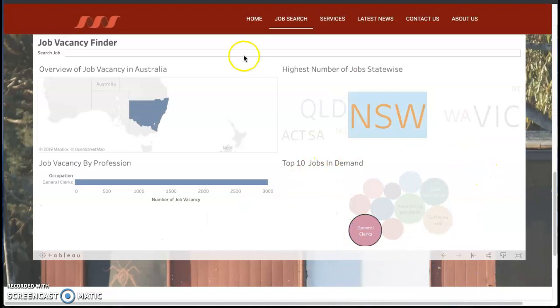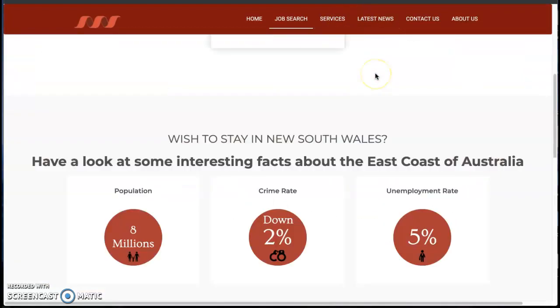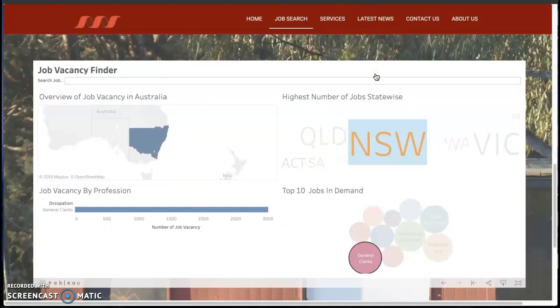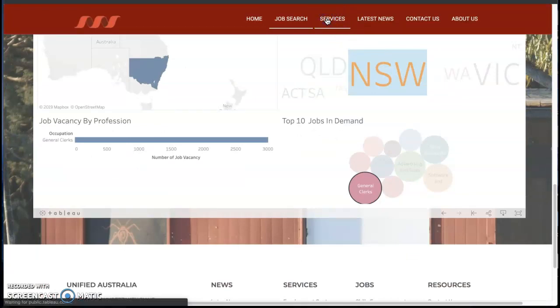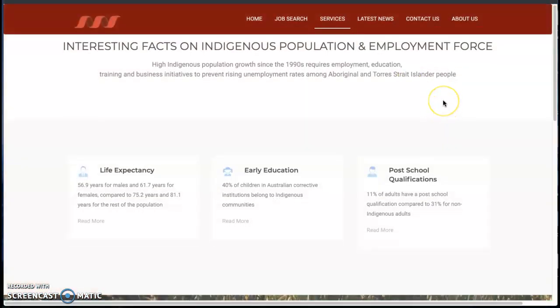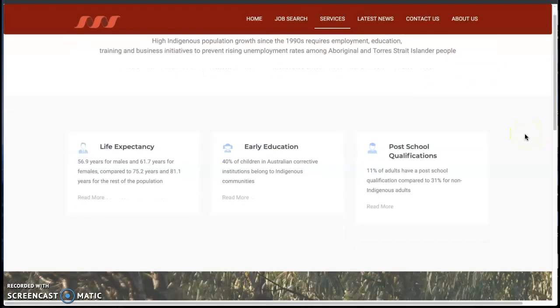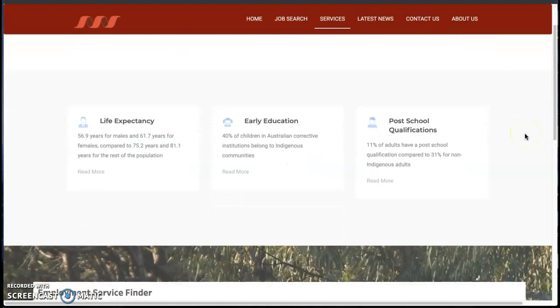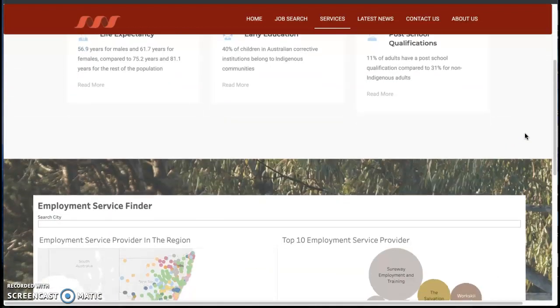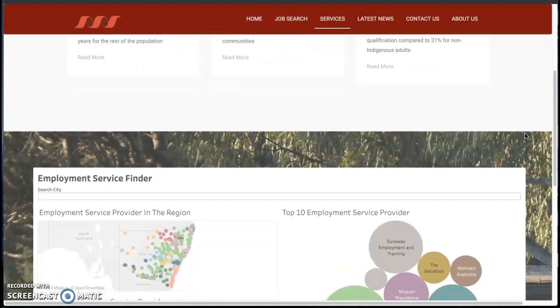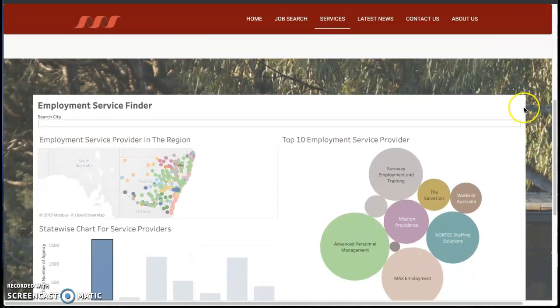Okay, and those are the features. Services, it's the employment services, some basic information. And the employment service center finder, I think.